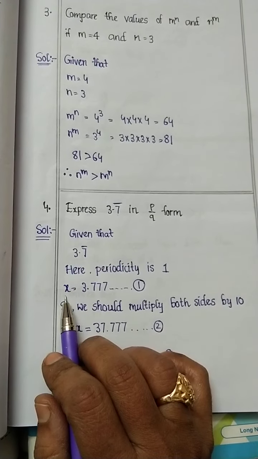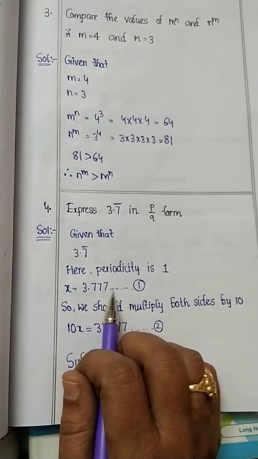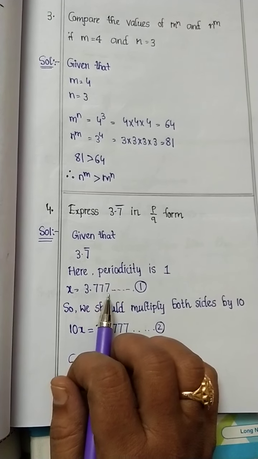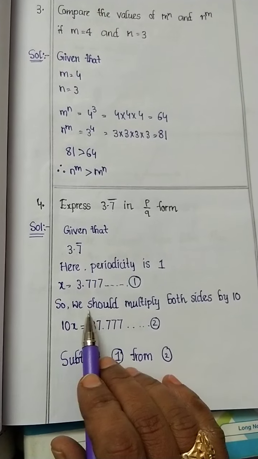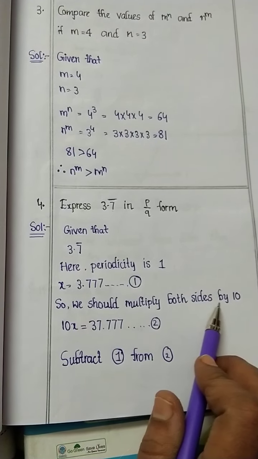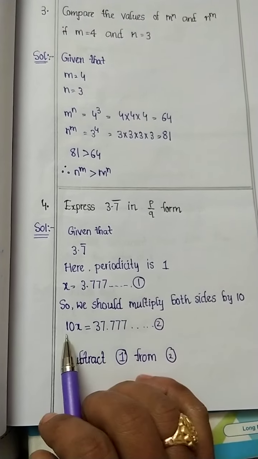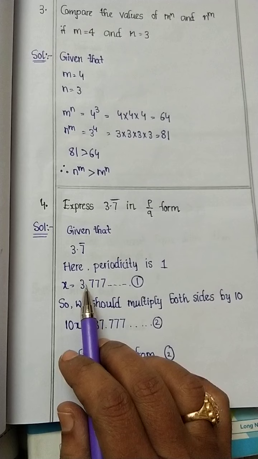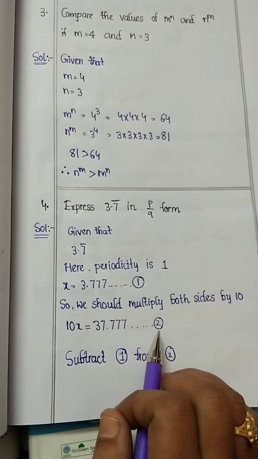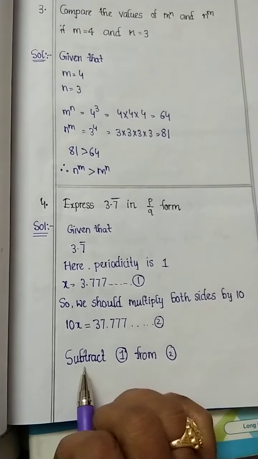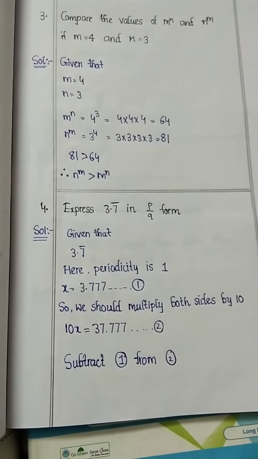Okay, let us take x is equal to, if you remove the bar symbol, you can write the repeated digit, that is 3.777 and so on. Let us say equation 1. So we should multiply both sides by 10. If you multiply equation 1 with 10, 10x is equal to, here one decimal point will move, 37.77 and so on. So from equation 2 you can subtract equation 1.